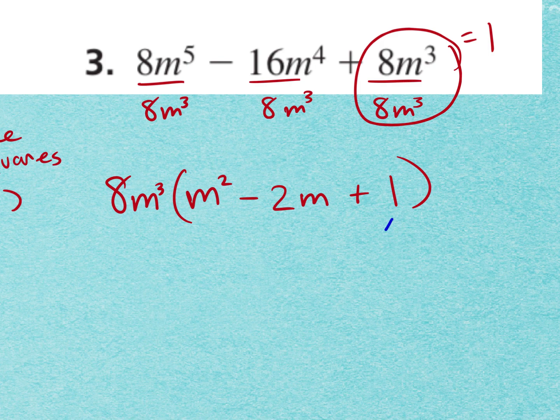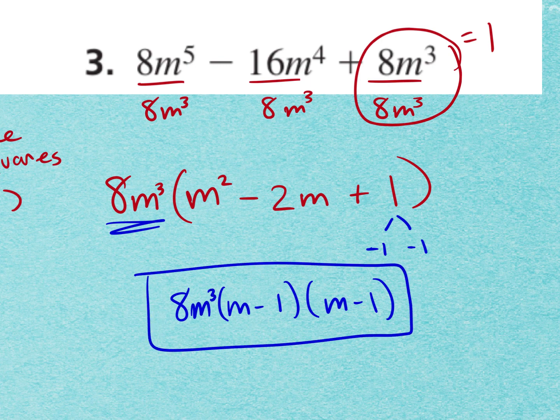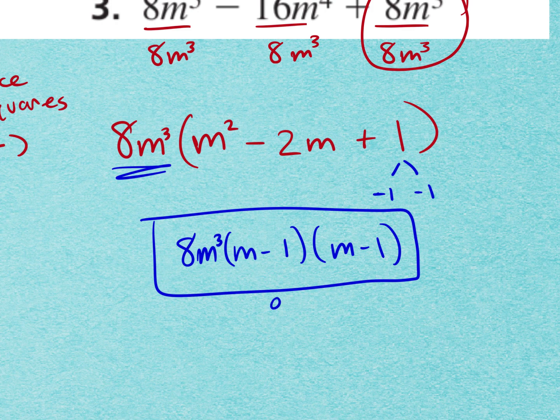Now let's see, can we factor this anymore? Do I have two factors of 1 that add to negative 2? Negative 1 and negative 1. So what's going to go into the parentheses? M minus 1 and M minus 1. And what else am I missing? 8m cubed, the GCF that I took out in the beginning. So this would be my answer. Or, again, this is another one where we could write it as m minus 1 squared, because there's two of them. Either way is fine. You can write it twice, or you can write it squared.